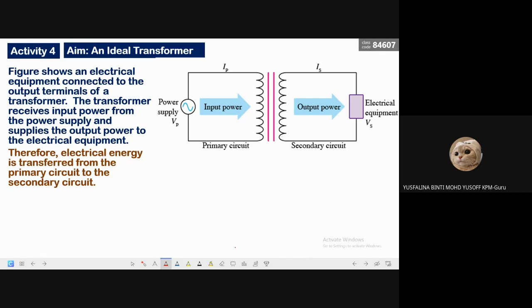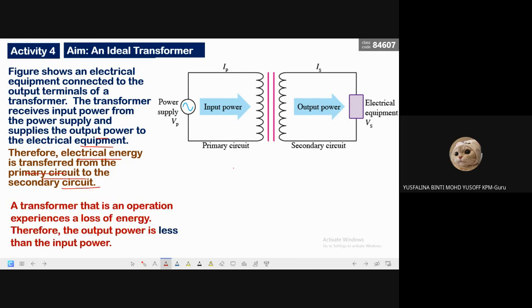So the figure shows an electrical equipment connected to the output terminal of the transformer. So the transformer receives input power and supplies the output power to the electrical equipment. Therefore, electrical energy is transferred from primary to secondary. Okay, so a transformer in operation experiences a loss of energy. Therefore the output power is less than the input power. Okay, this is actually the same as what we know already. Energy can be lost, but it can change to another type of energy, right?